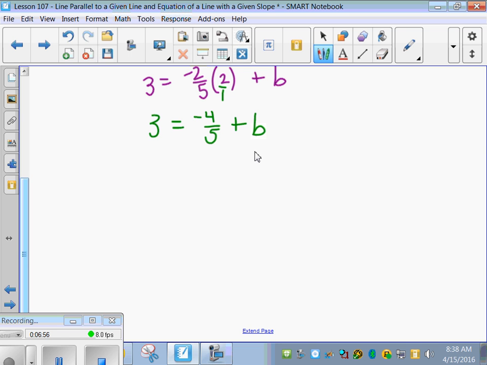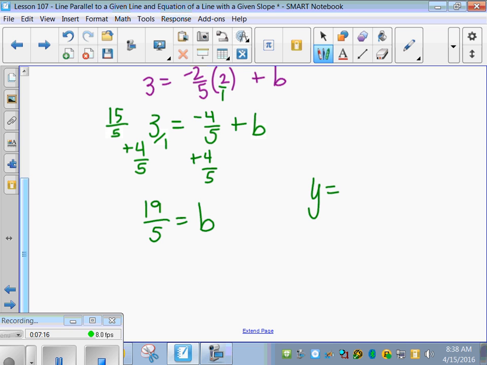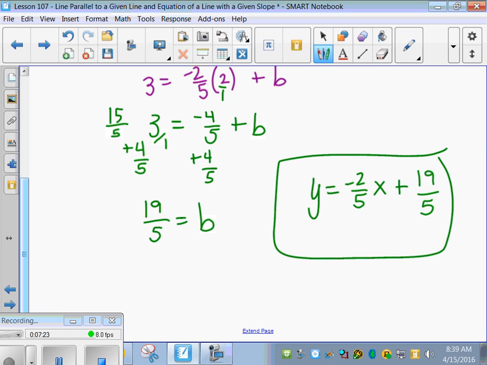And solve for b, so we have to add 4/5 to both sides. We need a common denominator. This is 3 over 1, so we're going to multiply by 5 over 5, so that's 15/5. Plus 4/5 gives me 19/5 for b. And then, of course, our final answer: plug in the slope they give you and the y-intercept. You should always have an x and a y in your answer on these. So make sure you're always going back to that original. The m's plugged in, the b's plugged in, and you have x and y left in your answer.